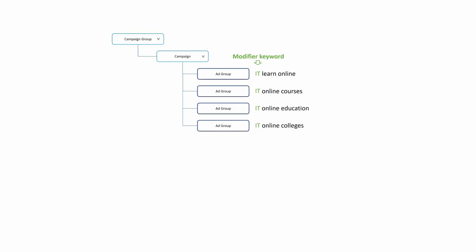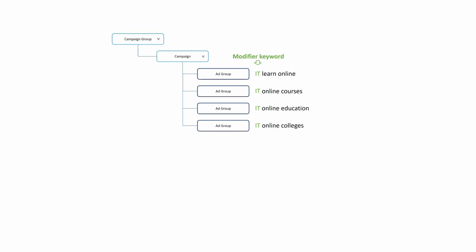And by defining this single modifier, which is to say IT, what you can do in AdFury is amend it to all of the root keywords automatically so that you can create these campaigns without having to manually add this modifier keyword over and over and over again. And you can create multiple modifier keywords.